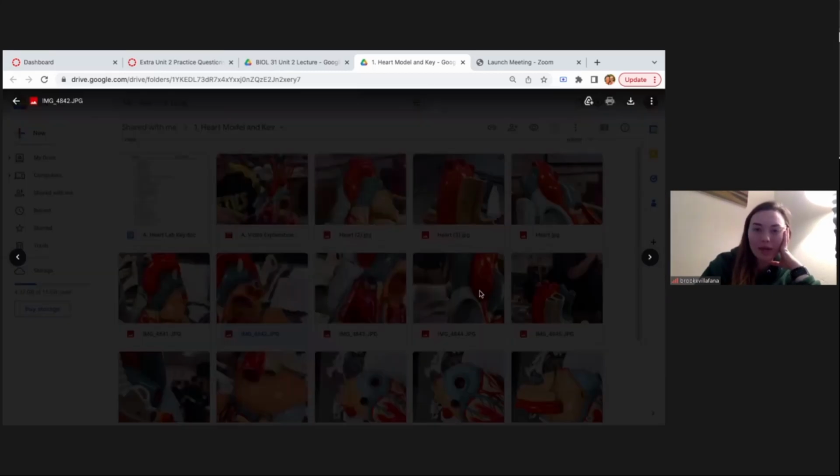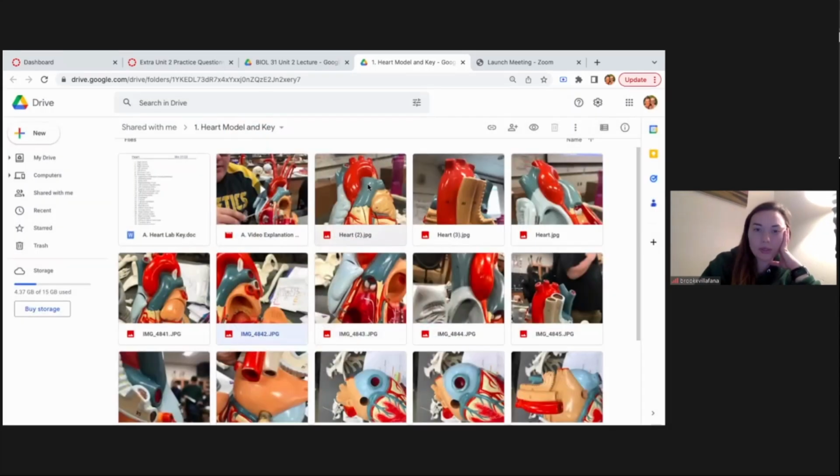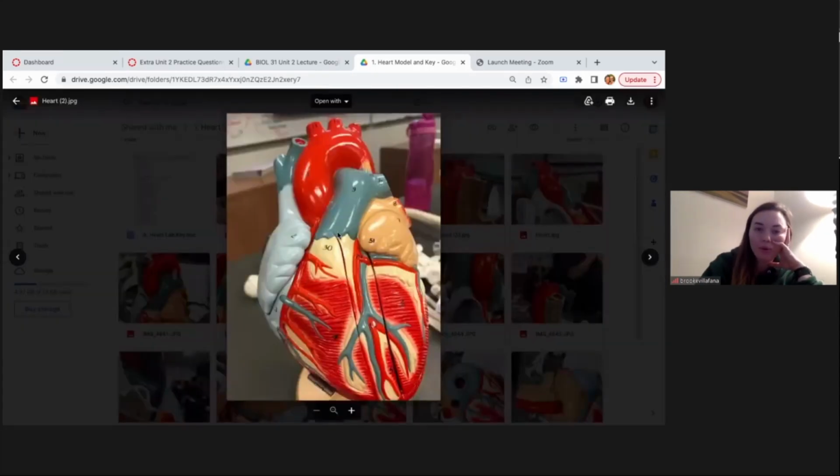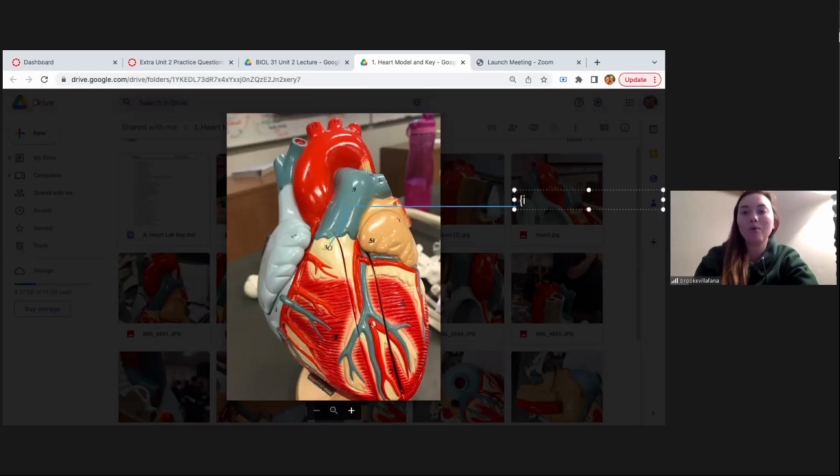All right, and then let's go up here. So we go out through the pulmonary semilunar valve, right? And then after the pulmonary semilunar valve, we get into the pulmonary trunk. So this is our pulmonary trunk. This would be our left pulmonary artery here. And then over here, our right pulmonary artery.